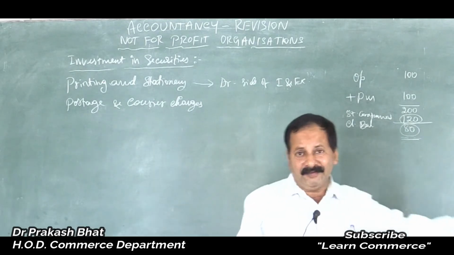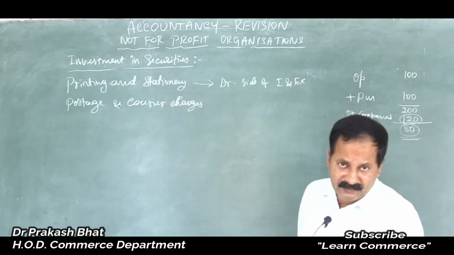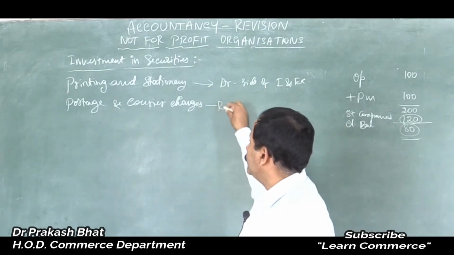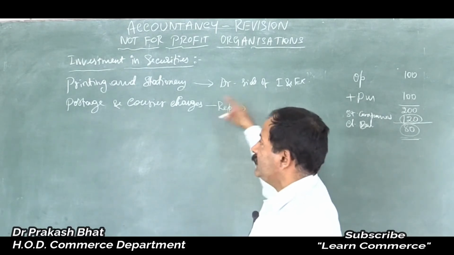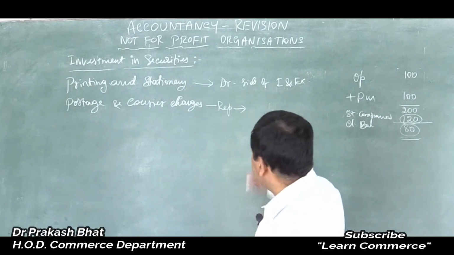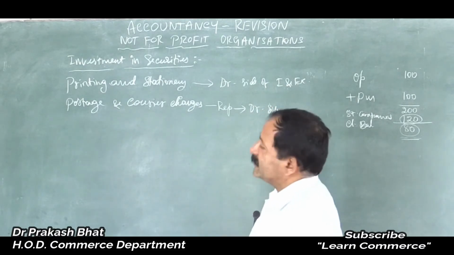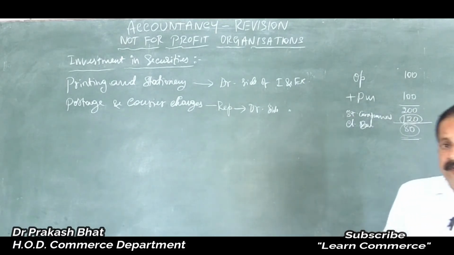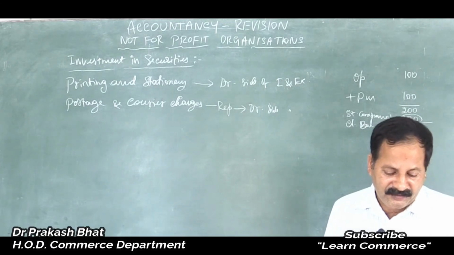You have to find out that the postage consumed during the year should be debited to the income and expenditure account. Here, postage and courier charges is recurring in nature, repetitive in nature, and hence it should be entered on the debit side of income and expenditure account, as it is an expense. Postage and courier will always be an expense to the concern, isn't it? As it is an expenditure, repetitive in nature, revenue in character, it should be entered on the debit side of income and expenditure account.